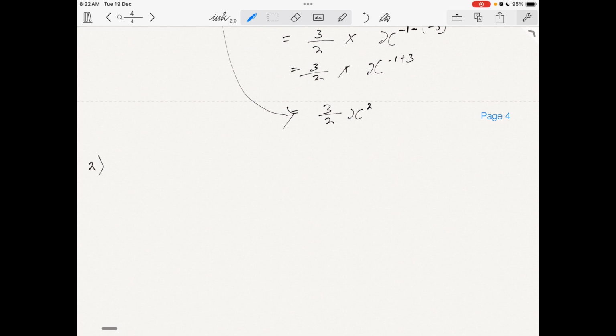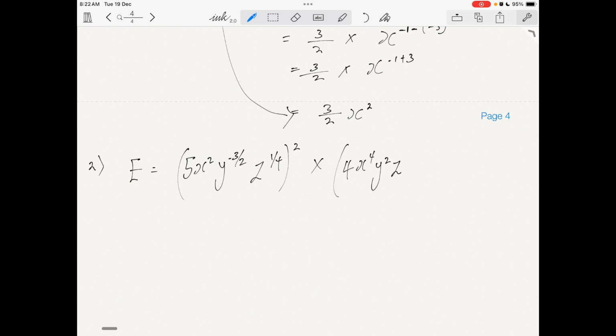It says if you simplify E is equal to 5x squared y raised to power minus 3 over 2 z raised to power 1 over 4, all squared, and let's try and complicate it a little bit and say multiplied by 4x raised to power 4 y squared z raised to power minus 1 over 2, all raised to the power minus 1 over 2.